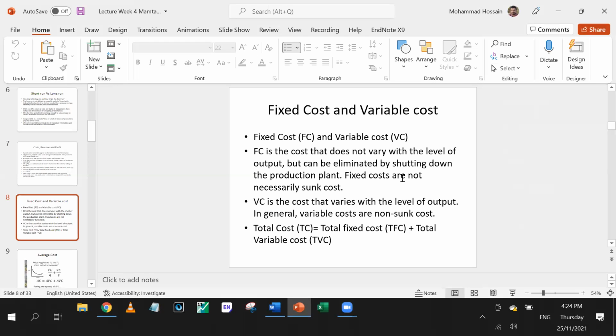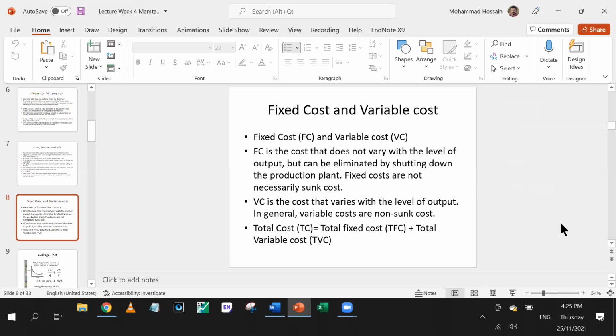And what is variable cost? The variable cost is the cost that will change with the production volume. The more you produce, the more variable cost you will pay. The less you produce, the less variable cost you pay. So variable cost is directly connected with your production volume. Fixed cost is not.